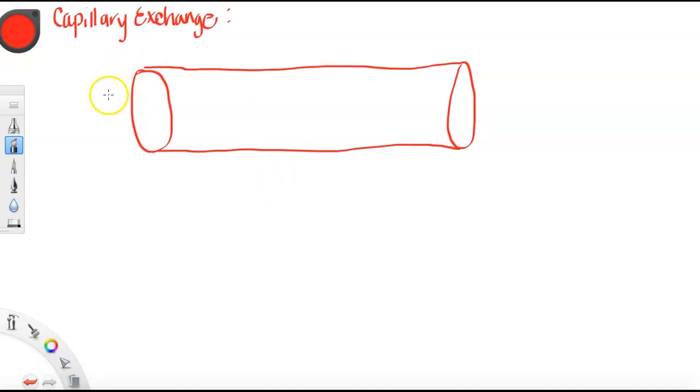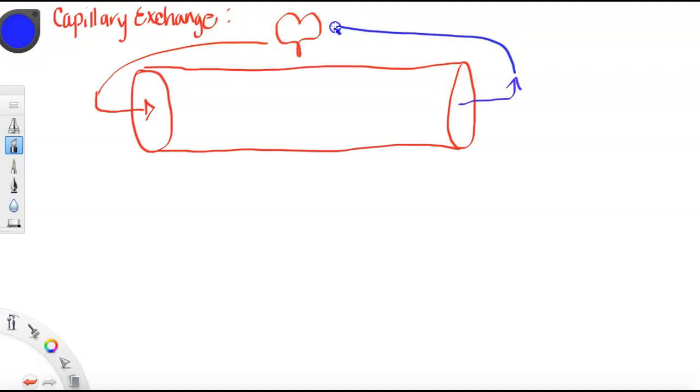Okay, so if it's coming in this way, it's going to come in nutrient rich. It's going to come in oxygenated, and it's going to leave deoxygenated. And where does it come from? Well, basically it comes from the heart, right? It goes back there.